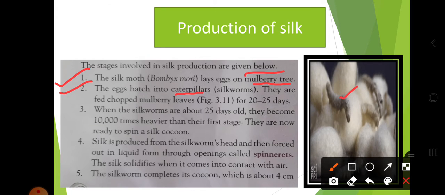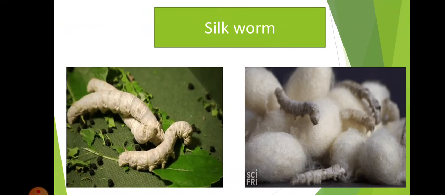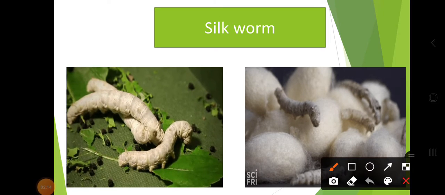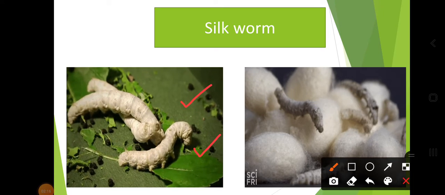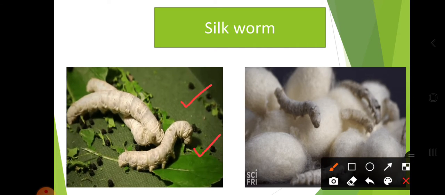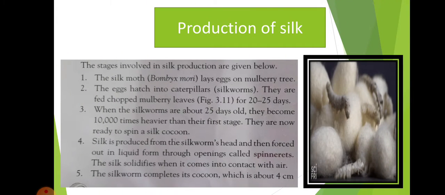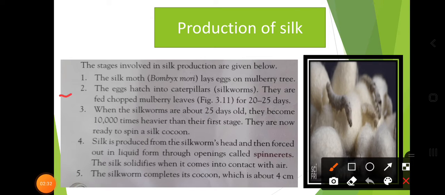Dear students, in this image you can see how they chop the mulberry leaves. Here you can see the leaves being cut. It is chopped by the silkworms, or caterpillars. So this is the second step, where the eggs hatch into caterpillars, or silkworms. They are fed chopped mulberry leaves for 20 to 25 days.